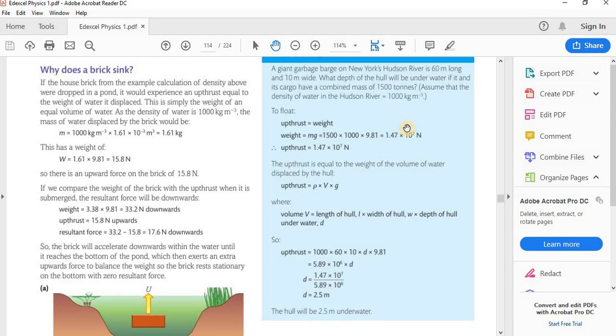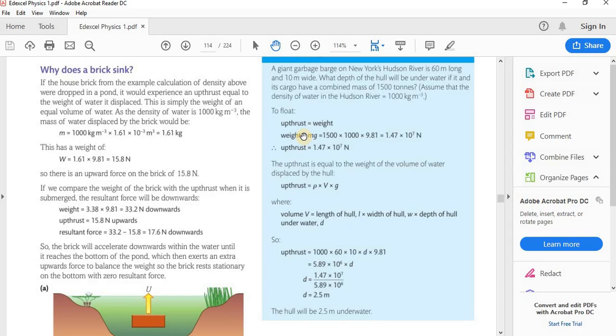Now if it is to float, the upthrust should be equal to the weight. If the upthrust is greater than the weight, the object will rise up. Okay, for example, let's say you have an inflated balloon which you release underwater. You tie the balloon so that no air comes out. Okay, you have a tied balloon full of air which you take underwater and you release it. What will happen then? The balloon will rise to the surface of the water.